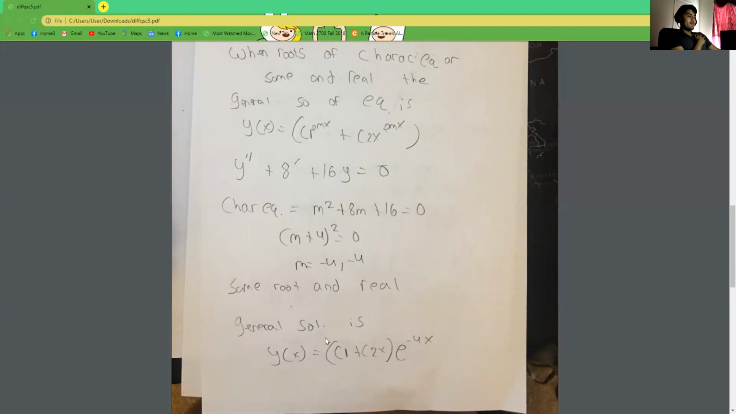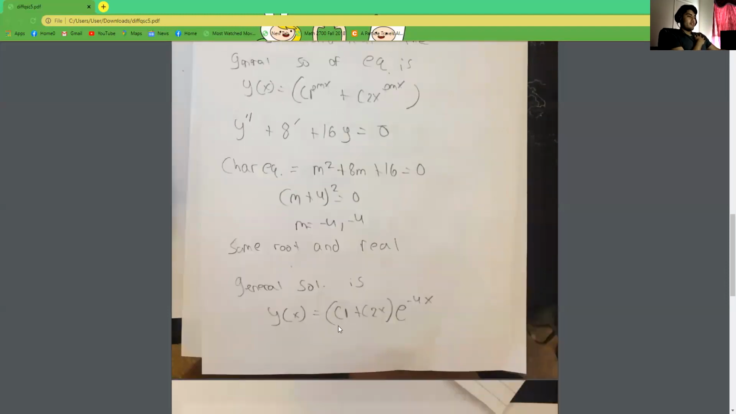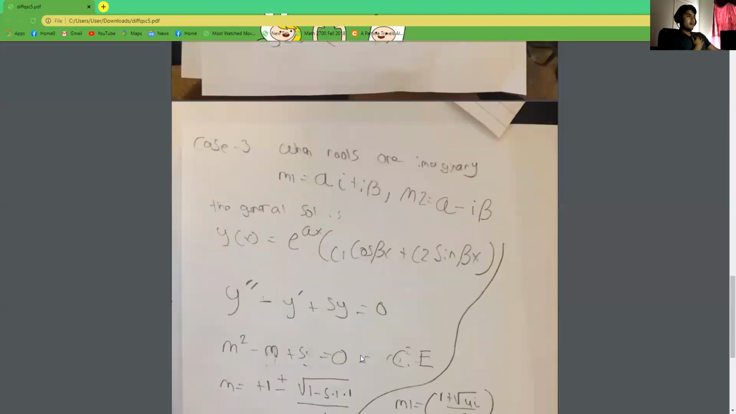But yeah, so now we're going to plug it in. y(x) equals (c1 plus c2 x), and I decided to factor out the e to the -4x, but it's exactly the same thing. The -4 goes right there, and we're good. So those two were pretty simple. They weren't hard. We didn't need to use the quadratic formula. So now we're going to have one where we do need to use the quadratic.